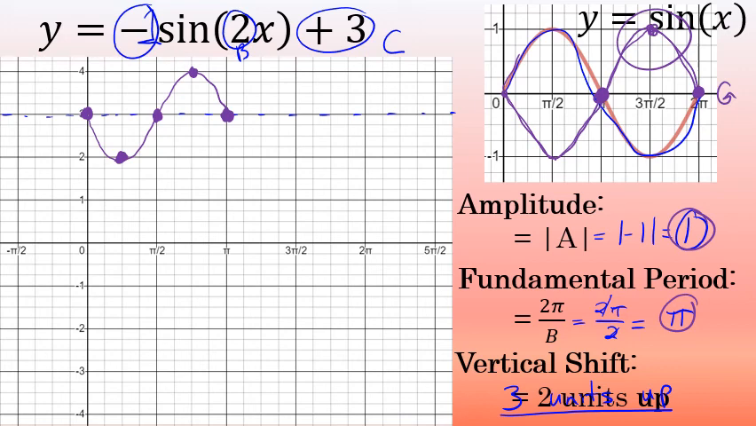This purple wave that I've drawn on the coordinate plane has an amplitude of 1. It rises 1 unit above the dotted line and falls 1 unit below the dotted line. It has a fundamental period of pi because I've completed one cycle of the graph between 0 and pi radians. And it has a vertical shift of 3. The whole thing is shifted up 3 units. So I've completed one cycle of the graph here.